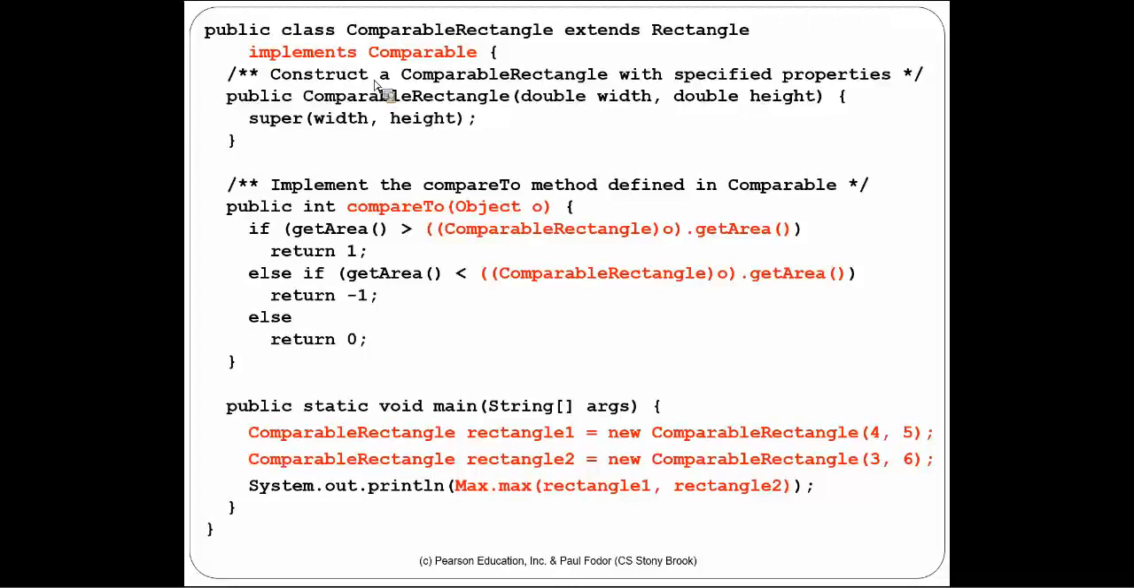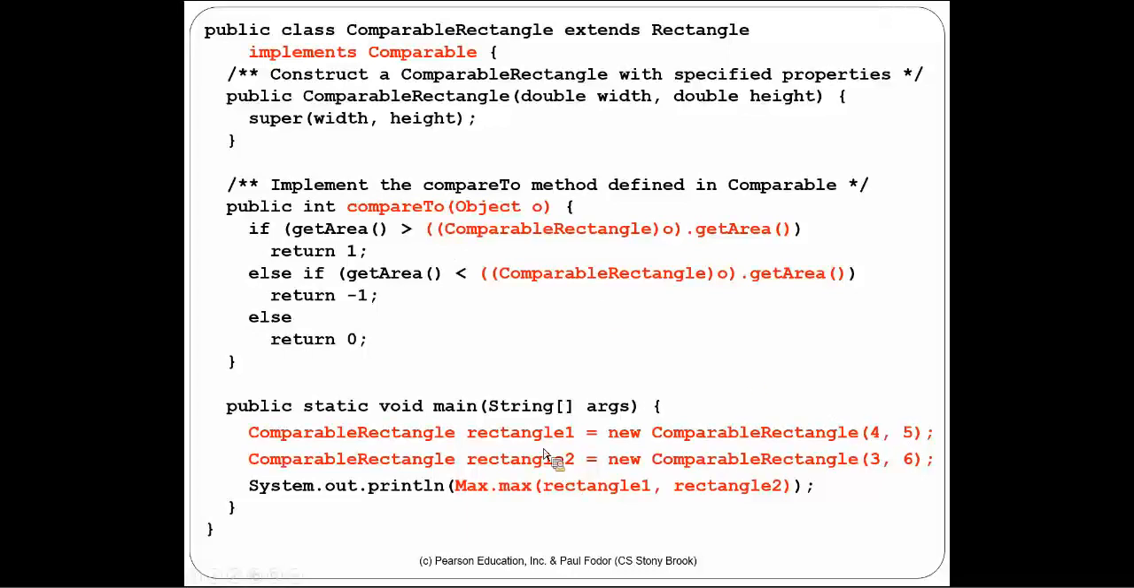In the case that the current object's area is greater than the comparable rectangle area, we return a positive value. In our case, I just returned the value 1. If the area is less than the area of the comparable rectangle, then I return a negative 1. Otherwise, I return 0. It means that the two areas are equal.